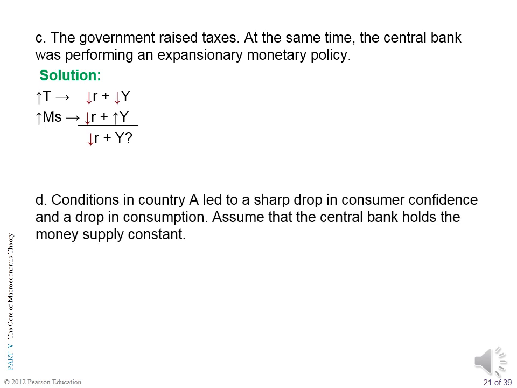The last question. Conditions in country A led to a sharp drop in consumer confidence and a drop in consumption. Assume that the central bank holds the money supply constant. So the effect will be on consumption and investment. Consumption and investment will decrease. This will decrease aggregate expenditure and decrease income. Okay? This is the end of this lecture.